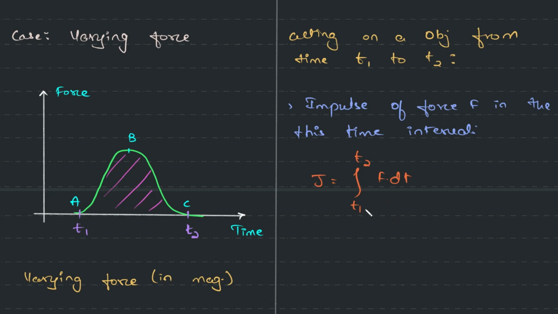Right? Why are we using integration? Because the force is varying. It's varying as a function of time. So this again is nothing but your area under the force time graph, which we made a point pretty much from the start of the impulse topic. In this case, it's ABC.